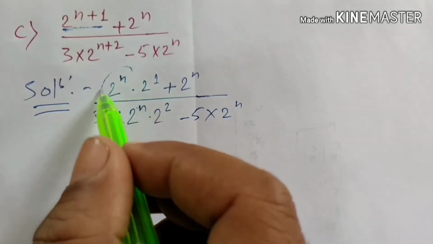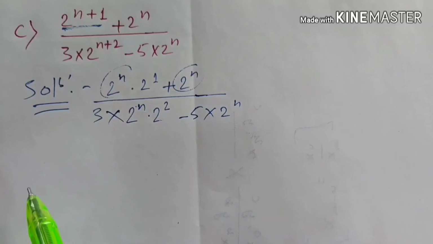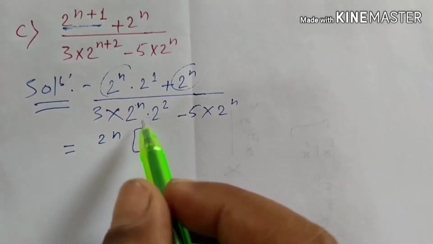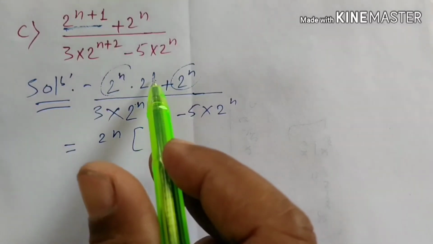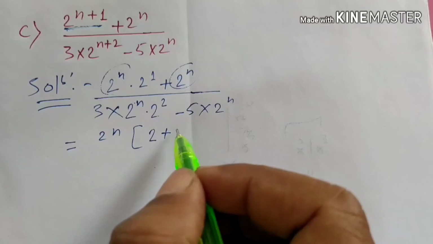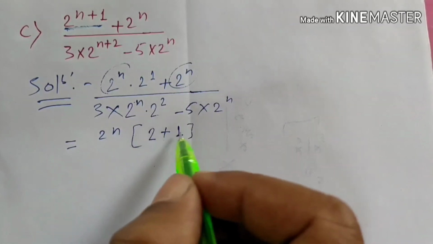Now 2 power n can be taken as common in the numerator. So 2 power n is taken as common, and 2 power 1 means 2, plus, when 2 power n is taken as common, the remainder is 1.